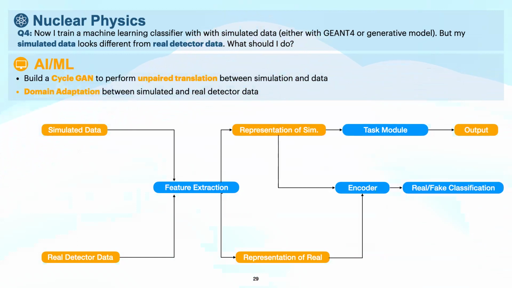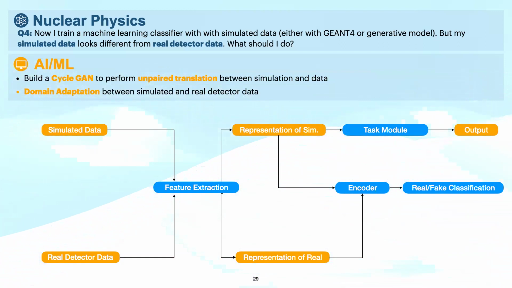So in this case, what we can do, we can build another discriminator network, which performs a real fake classification, adversarial training between your representation of the simulated data and the representation of the real data. So this is exactly the same as what you did in the GAN model. So you want to train this model to a point that the representation of the simulated data is no longer distinguishable from the representation of the real data. So by doing this, you can actually make sure that even if you are applying your model to the real detector data, it still gives you reasonable outputs in terms of classification or regression.